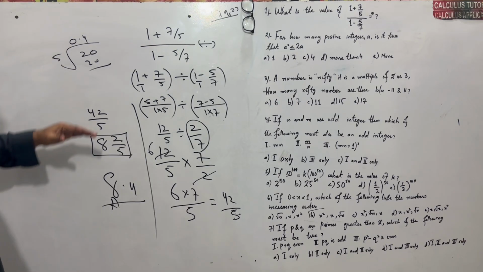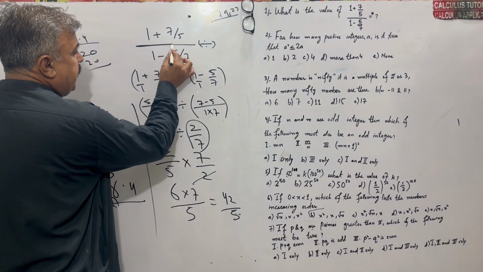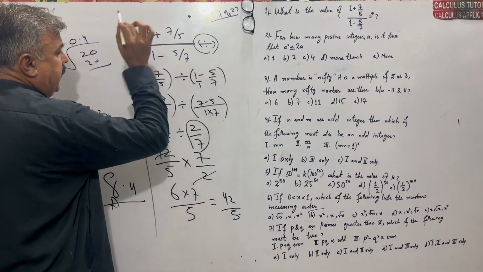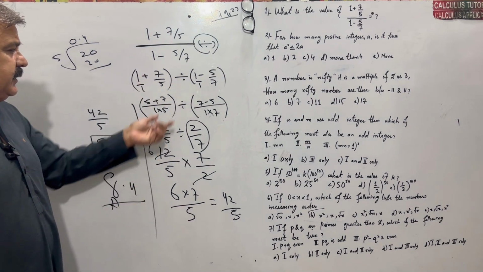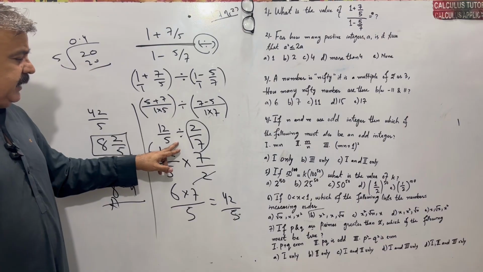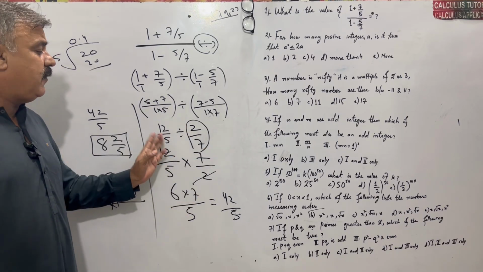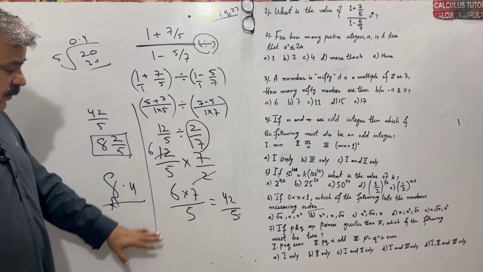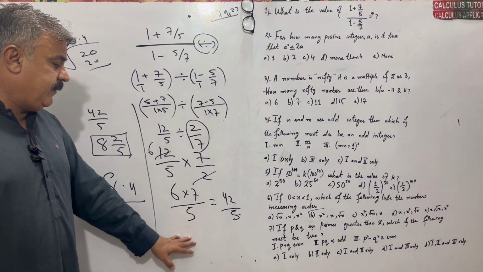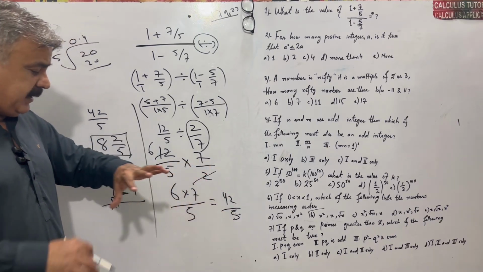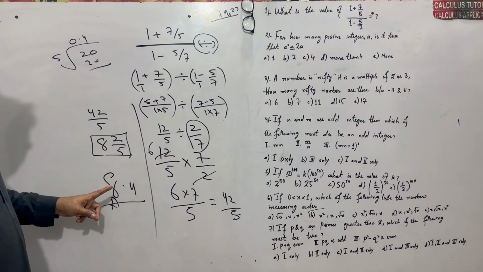Our warm-up question: division, another division. Replace the main division by the symbol divide. It's really very easy. Take LCM, and finally convert division into multiplication, taking the reciprocal of the term after division. Applying the table of 2, 6 7s are 42 over 5. The answer cannot be written in that form in quantitative mathematics; it might be written as a mixed fraction or as a decimal.